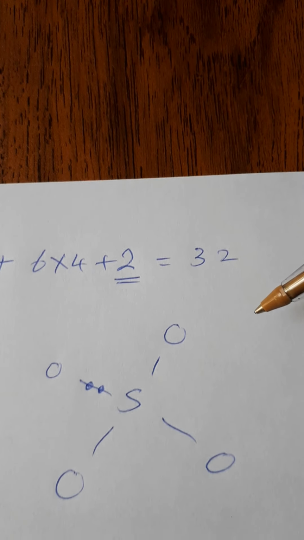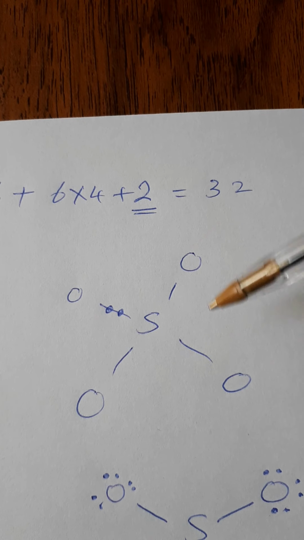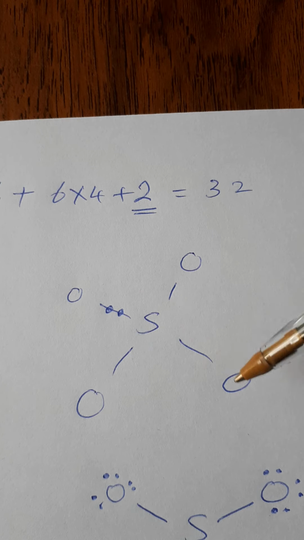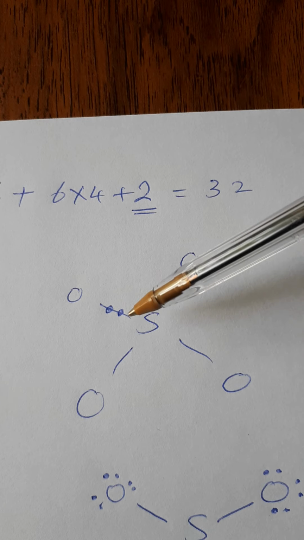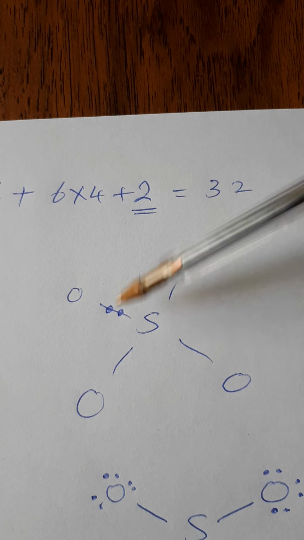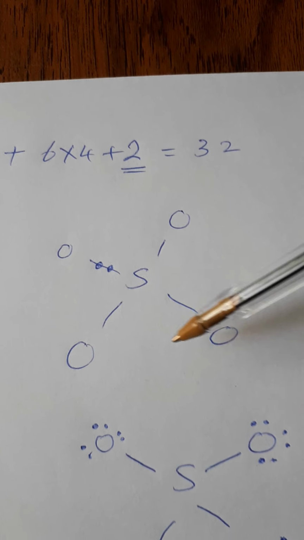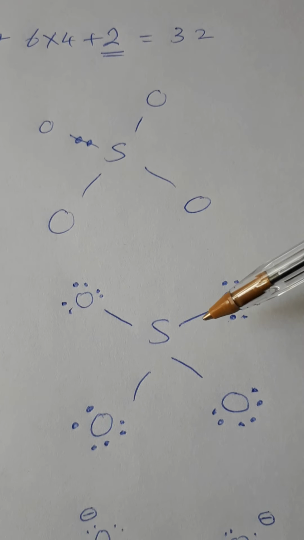Now we have to place these electrons somewhere around these atoms. First we connect 4 oxygen atoms to the sulfur atom, central sulfur atom. So we are using 2 electrons each for these bonds. That means 8 electrons are already gone. 32 minus 8, 24.